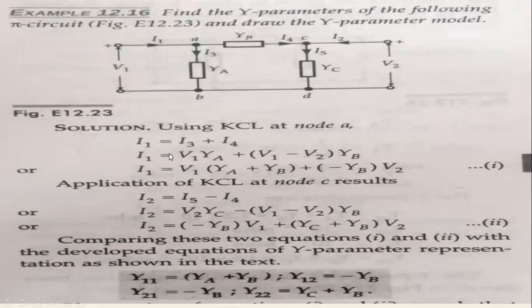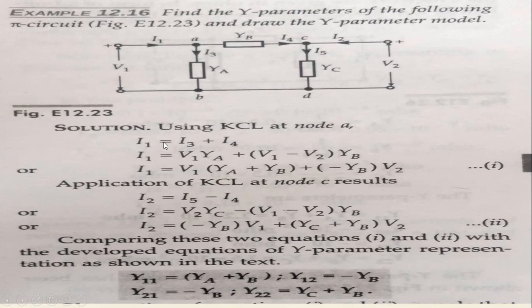Again, apply the KCL whenever there is a node. Definitely remember that you should move towards the KCL because of the nodes. If you are having a loop, go for the KVL. Here the nodes are there, node A as well as node C are very important.